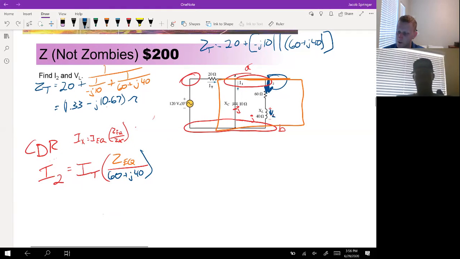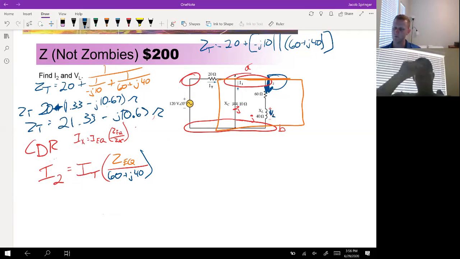We'll write 20 ohms because this is 20 plus those, which is my Z total. That's 20 plus all that, Z total. So Z total comes out to 21.33 minus J 10.67. And this part in orange is that Z equivalent.